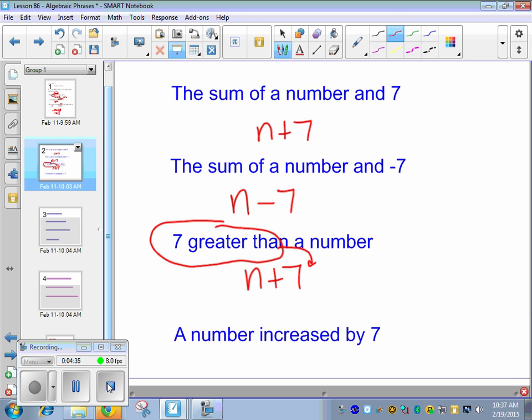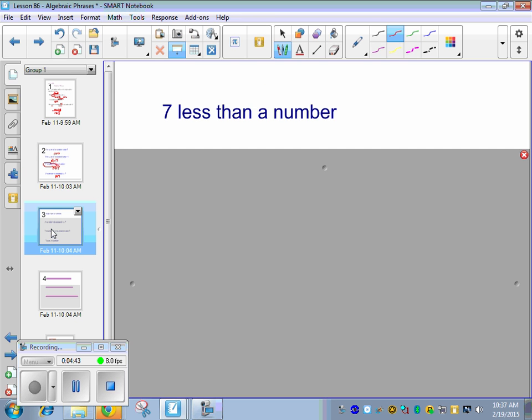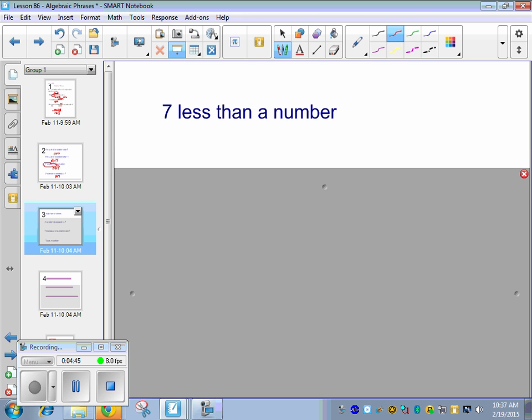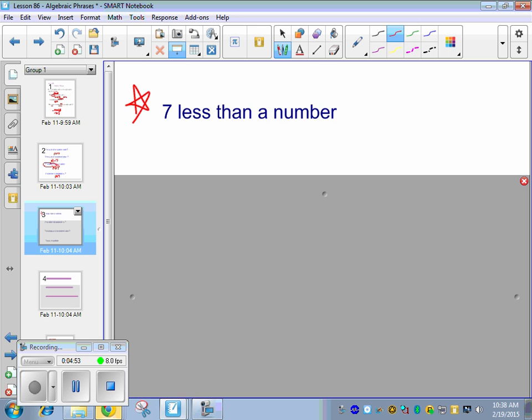All right, a number increased by 7. Thomas? There you go. N plus 7. Now let's try some more. 7 less than a number. Okay, less than is tricky. Write this one down. It's really important. I have Algebra 2 students who miss this. So you guys make sure you pay attention with less than.